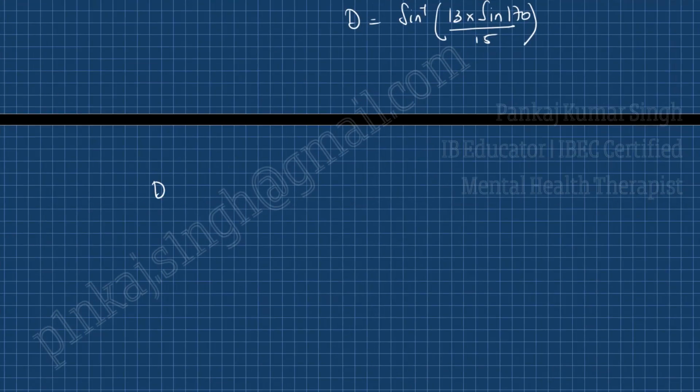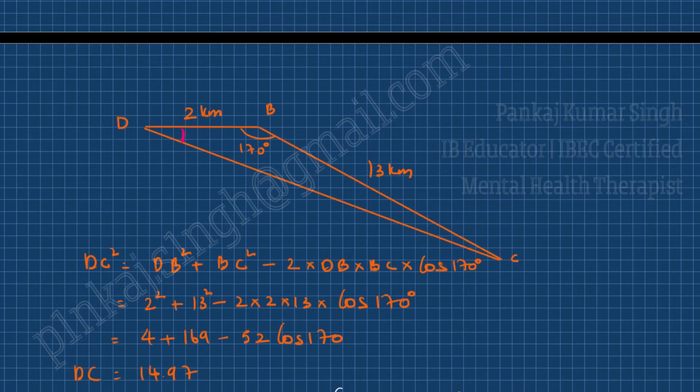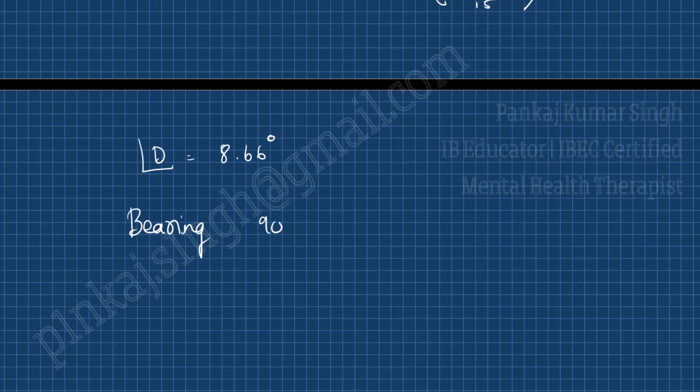And therefore I get the value for angle D as 8.66 degrees. And that would tell me that the bearing that Tiki needs to travel will be 90 plus 8.66, which can be written as 98.7 degrees.